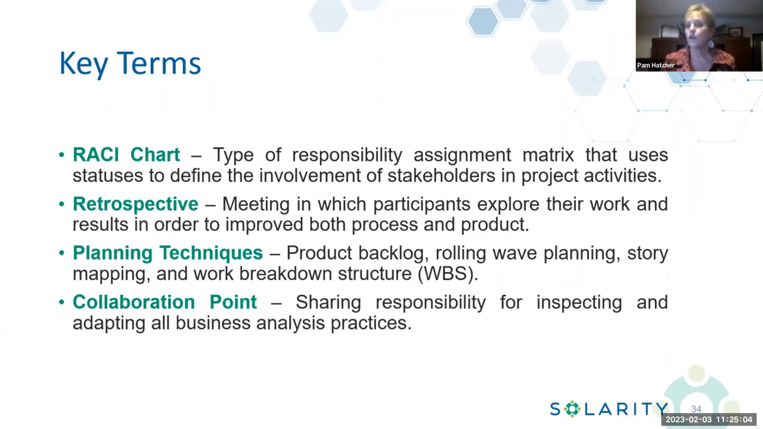Additional key terms, the RACI chart, the good old responsible, accountable, consult, and inform chart. It's really defining who's involved. You've identified those stakeholders, right? So during this project, what are they really going to be doing and what is their involvement? Retrospective, have you met with the stakeholders to explore their work, to get to know what they're doing and what processes they follow, making sure that is being built into the final solution and how to improve it? Planning techniques, have you used the appropriate approaches to further understand the work that needs to be accomplished?